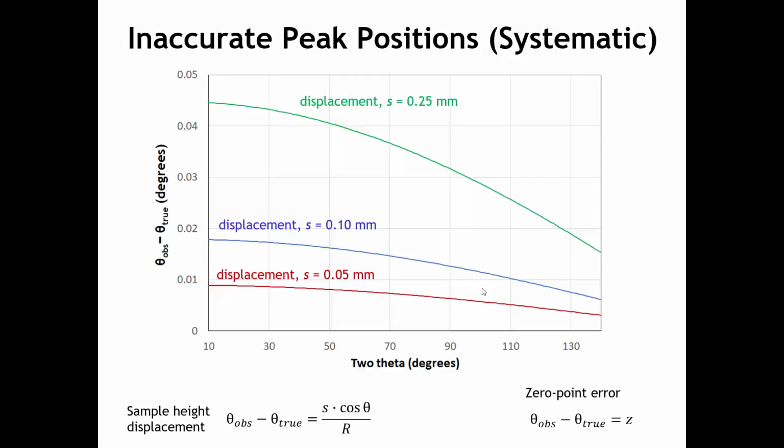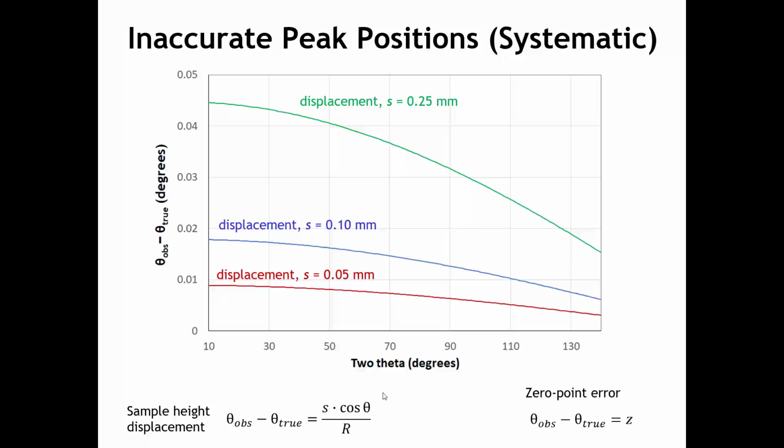There's another kind of error, which is a systematic error. What I just talked about were random errors, but sometimes all of the peaks are shifted by a specific amount. Now, that might happen due to what's called a zero-point error. Maybe your diffractometer is not calibrated correctly and all of the peaks are shifted by 1/10 of a degree too high or too low.